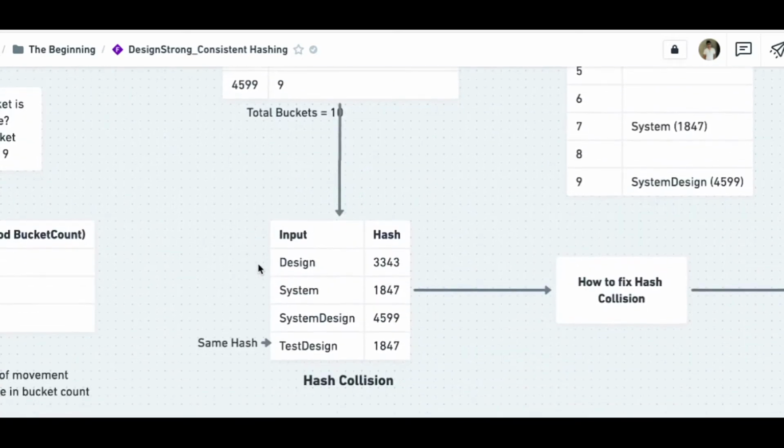So I have considered the same example here. Design and system design, these were the ones you already have, and let's say I included one more input, test design, and my hash function returns 1847 for test design as well. This is where we see that 1847 occurs twice. This is what we call a hash collision. So hash collision, for your reference, is nothing but the case where multiple inputs produce the same hash.